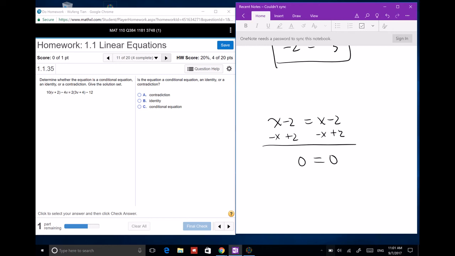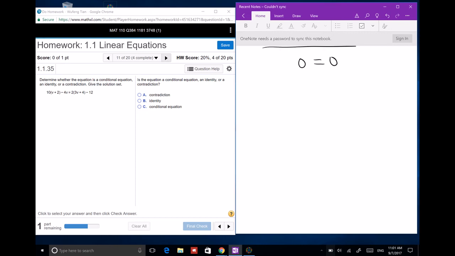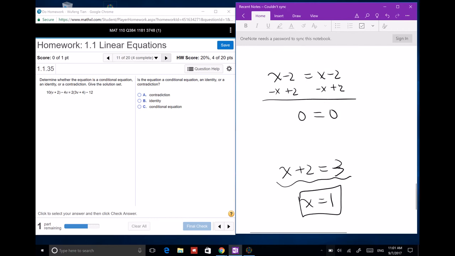No matter what x is, it's the same. The left side and right-hand side are exactly the same. So this is the identity. Okay, conditional equation, for example, x plus 2 equals positive 3. Now x equals 1. x equals 1 is the condition for this equation. So conditional equation means one solution, identity means infinitely many solutions, contradiction means no solution.